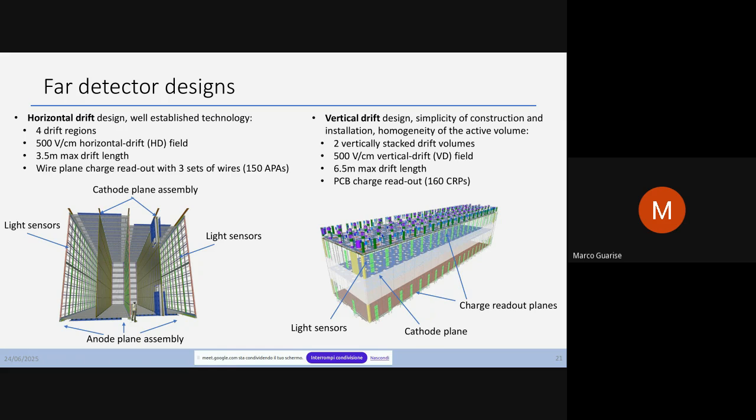In the vertical drift, instead, the electric field is directed vertically. We have only one central cathode here, and two drift regions on the top and on the bottom part with a pixelated charge readout, this one here. And these white squares here are the photo detector modules, to give the timestamp of the event, basically.